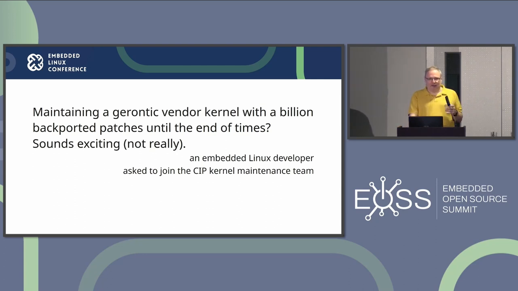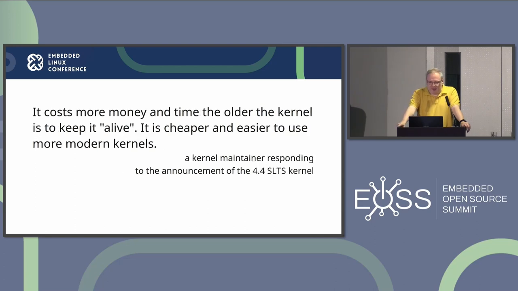Another kind of feedback that we got, after the announcement by Pavel Machek that we are going to keep maintaining the 4.4 kernel as an SLTS kernel, is that a prominent kernel maintainer wrote this: "It costs more money and time the older the kernel is to keep it alive, and it's cheaper and easier to use more modern kernels." Well, how valid that argument is and how relevant it is, is something I'm going to be talking about today.